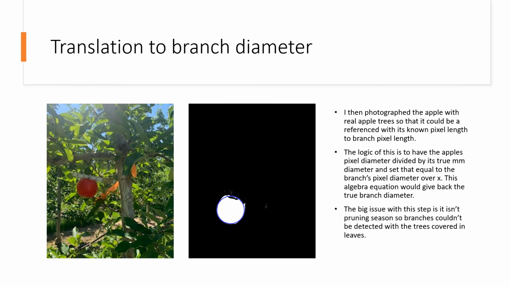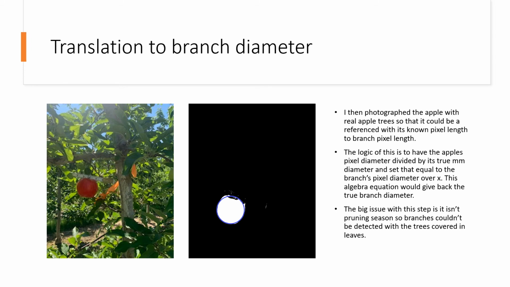I then photographed the apple with real apple trees so that its known pixel length could be referenced to the branch's pixel length. The logic of this is to have the apple's pixel diameter divided by its true millimeter diameter and set that equal to the branch's pixel diameter over x. This algebraic equation would give back the true branch diameter.